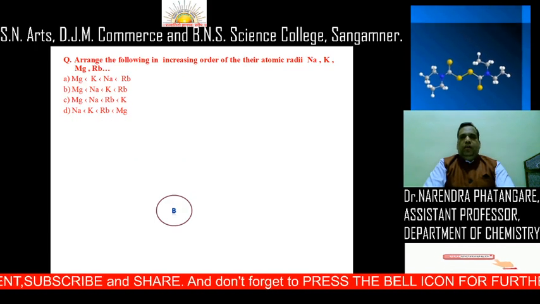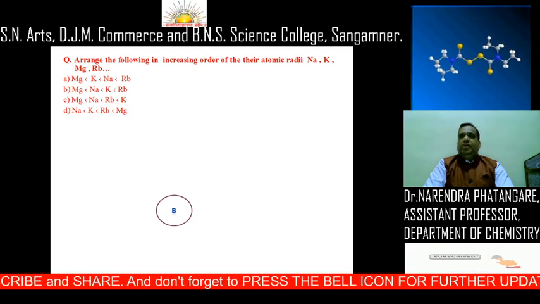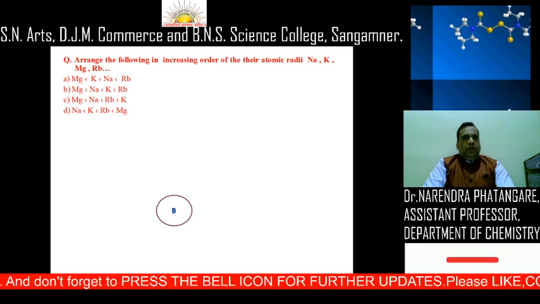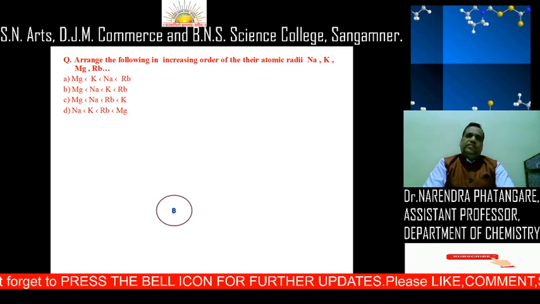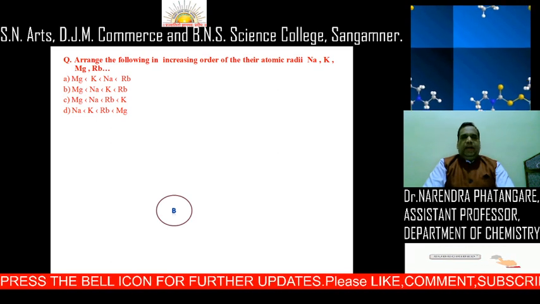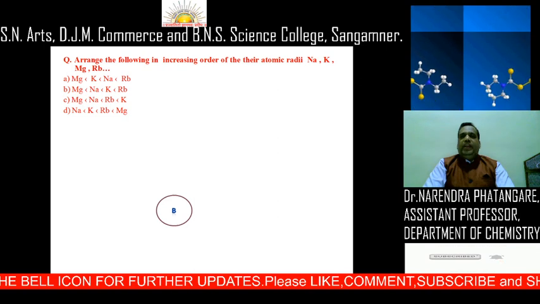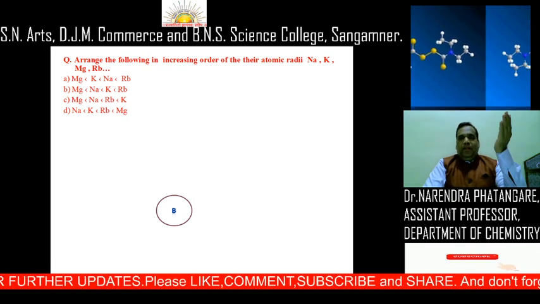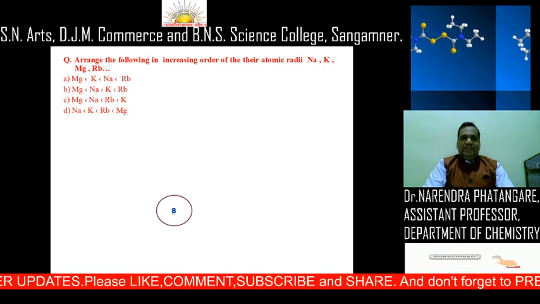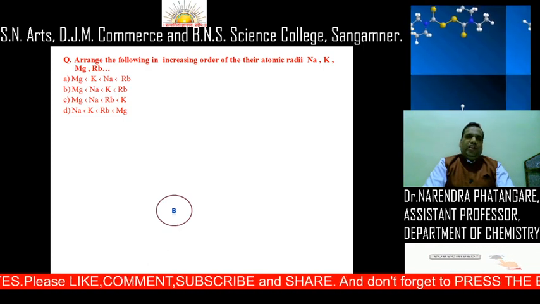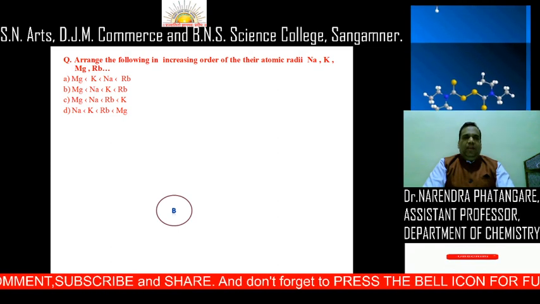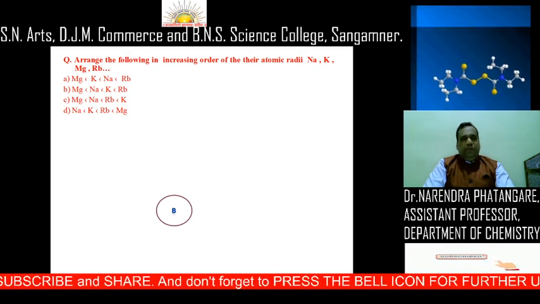Now, arrange the following in increasing order of their atomic radii: sodium, potassium, magnesium and rubidium. Again, in a simple way, we have to see the increasing order of atomic radii. I already stated that atomic radii increase from top to bottom, and for magnesium, sodium and potassium, left to right decreases, top to bottom increases. In a simple way, the answer is B.